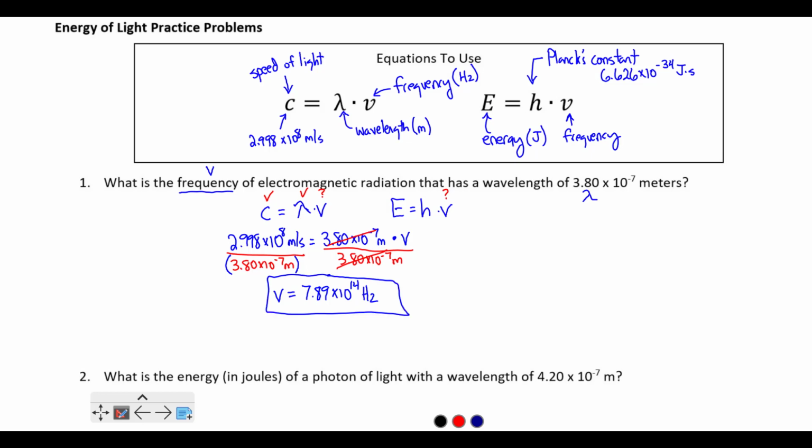I definitely advise plugging those numbers in the calculator, see if you can get this value to show up, and if it doesn't, try it twice, and then I'm happy to teach you how to use scientific notation on your calculator. Let's move on to the second question.